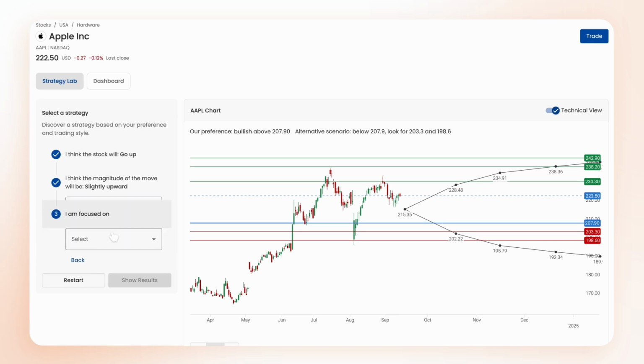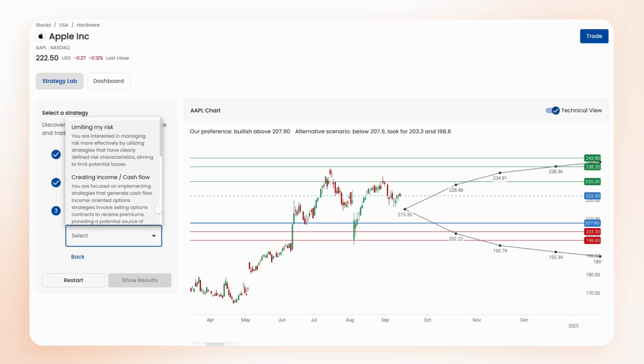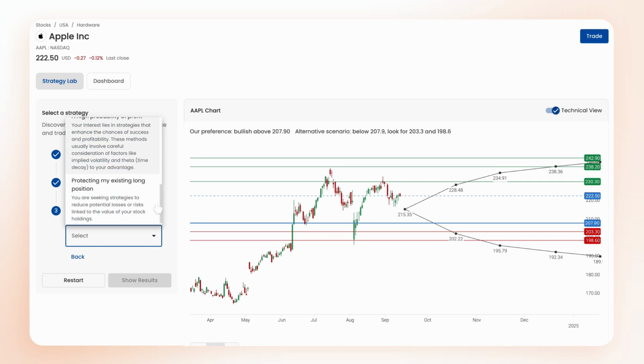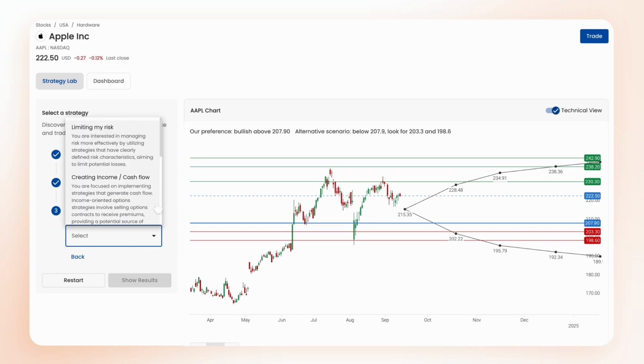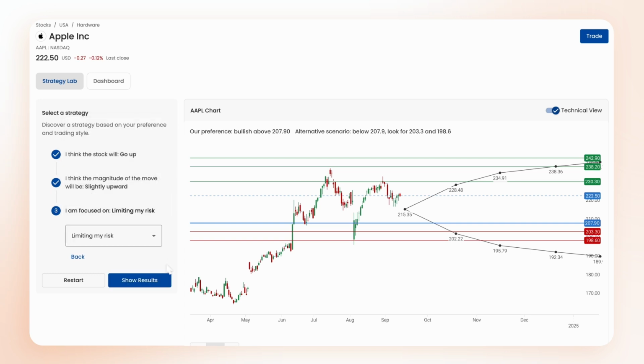The third and final question assesses your primary focus for trading options in your chosen stock. I now have 5 strategies. An explanation of what each of these mean for an investing strategy is below. I'll choose limiting my risk. It means I am interested in managing risk more effectively by utilizing strategies that have clearly defined risk characteristics, aiming to limit my potential losses.